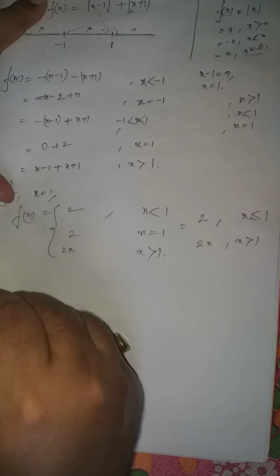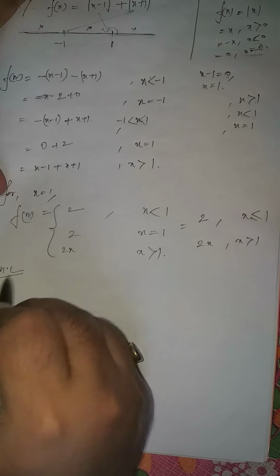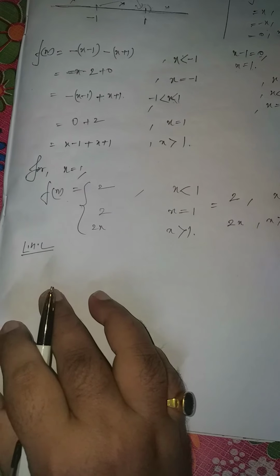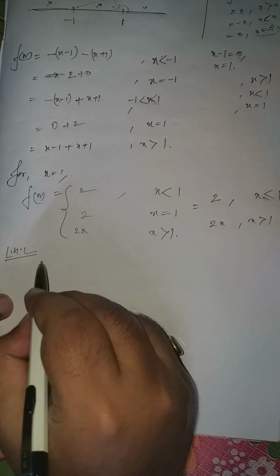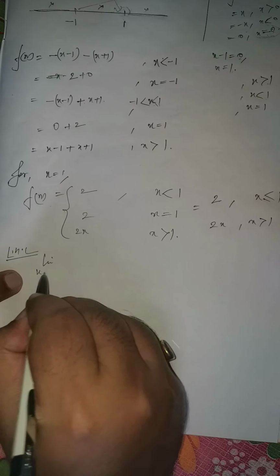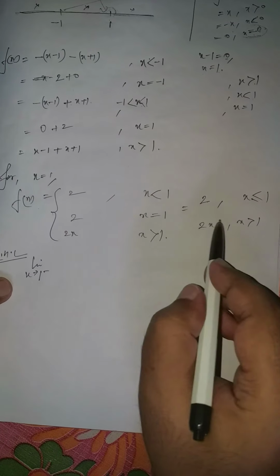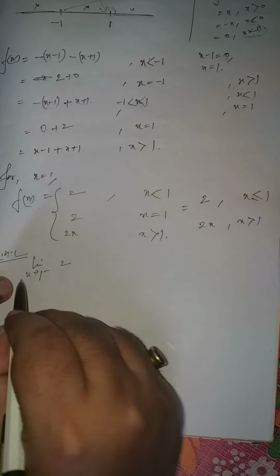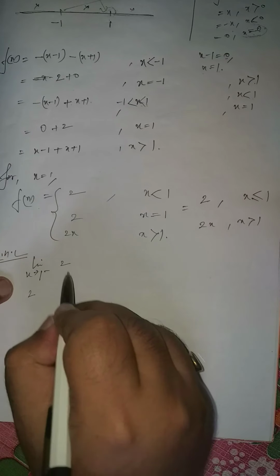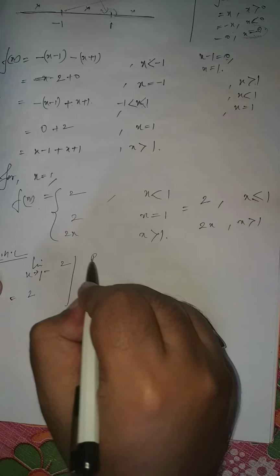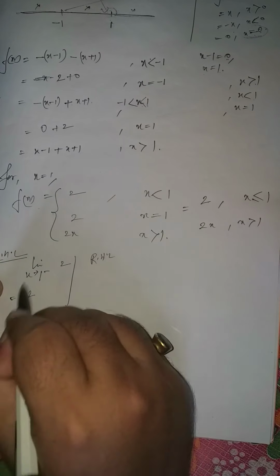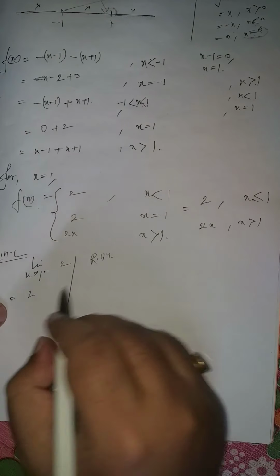Now to check, LHL. LHL is what? Limit, the point is 1 here. So x tends to 1 minus. Which function will you take? 1 minus means less than 1, the value is 2. No variable is there. You can directly write the answer, it will be 2. Limit of 2 is 2.